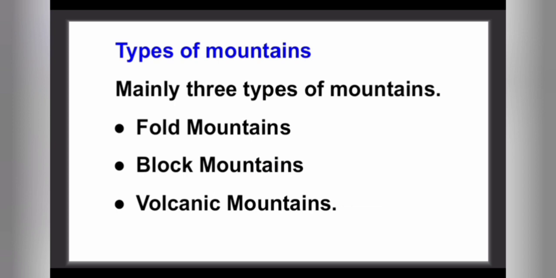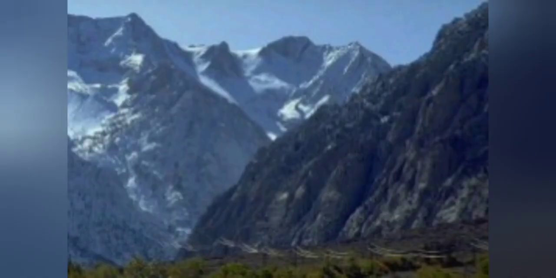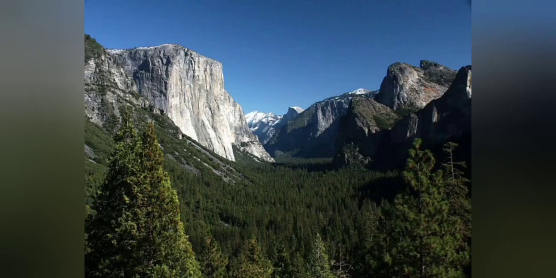Types of mountains. Mainly, three types of mountains are there. First, fold mountains. Second, block mountains. Third, volcanic mountains. Fold mountains are formed due to the collision of two tectonic plates. Examples of fold mountains are the Himalayas, Andes, and Alps.